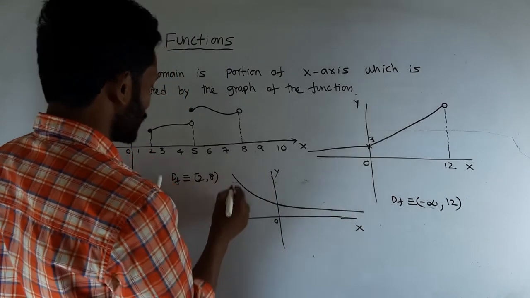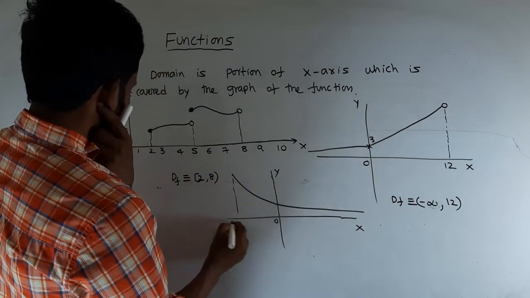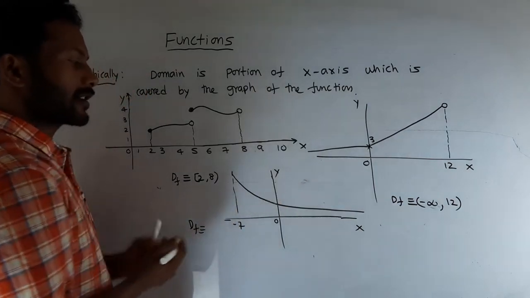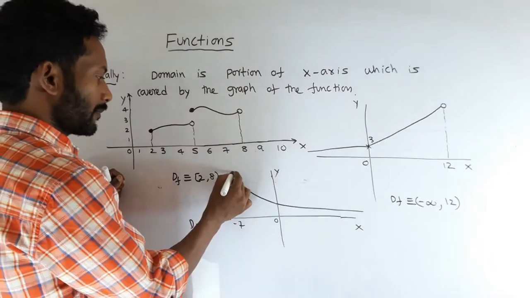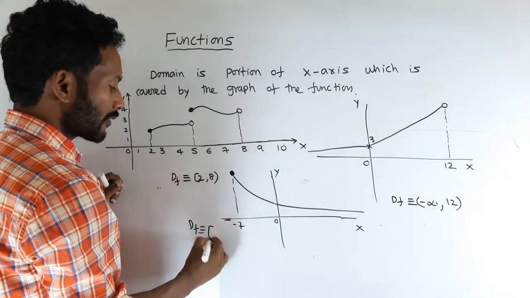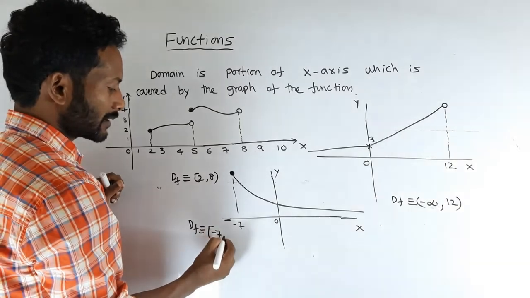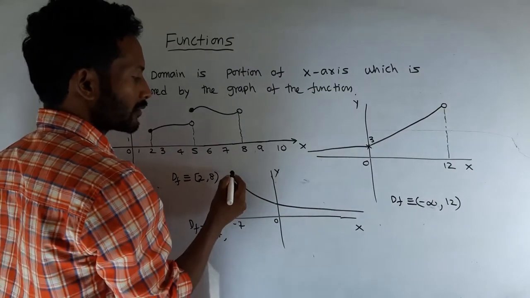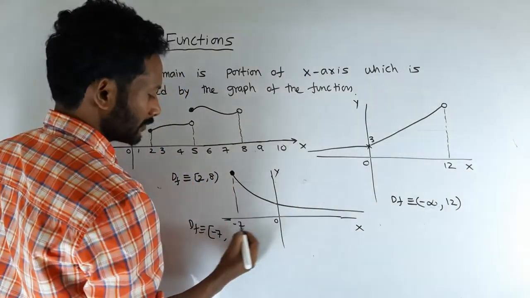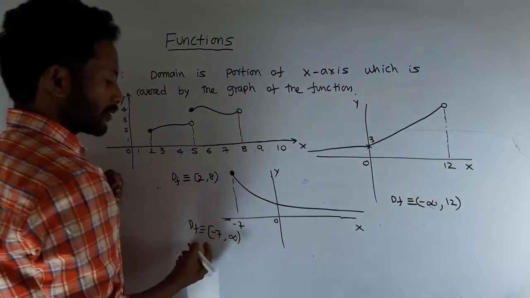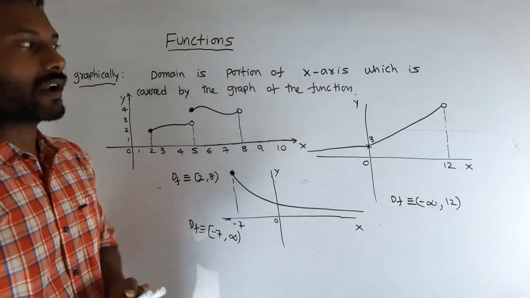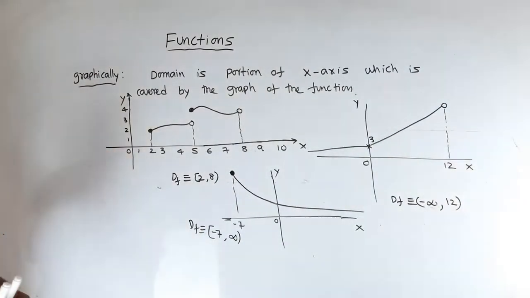X-axis, y-axis. The point is minus 7. What is the domain of this graph? Domain of this function. So this is a shaded circle. So shaded circle means closed interval including minus 7. Minus 7 to this one. This graph approaches plus infinity. So closed interval minus 7 to infinity. So graphically we have to identify the domain. I hope this is clear.